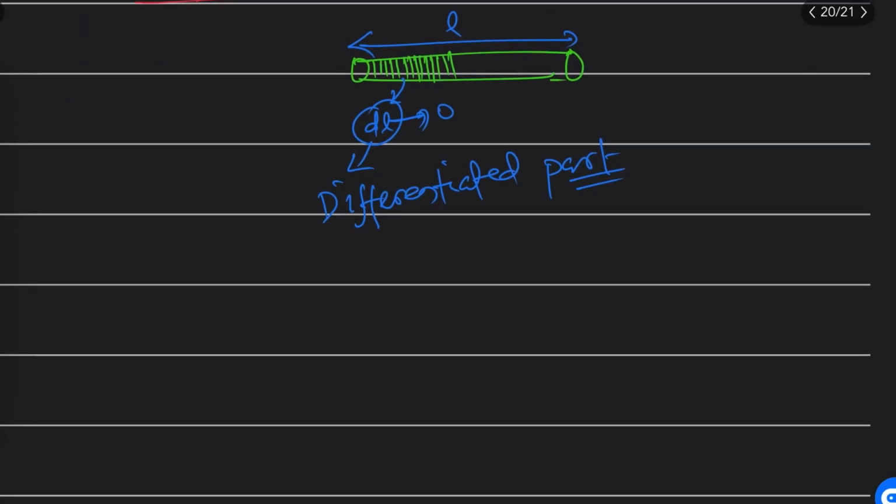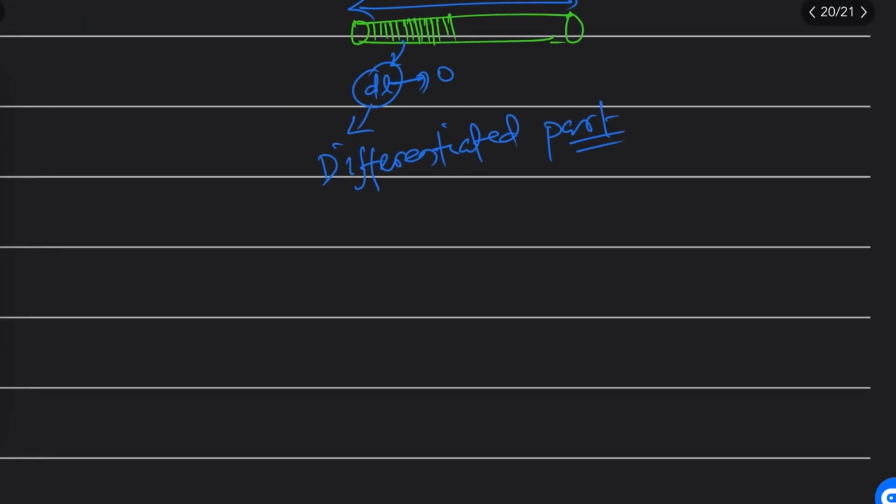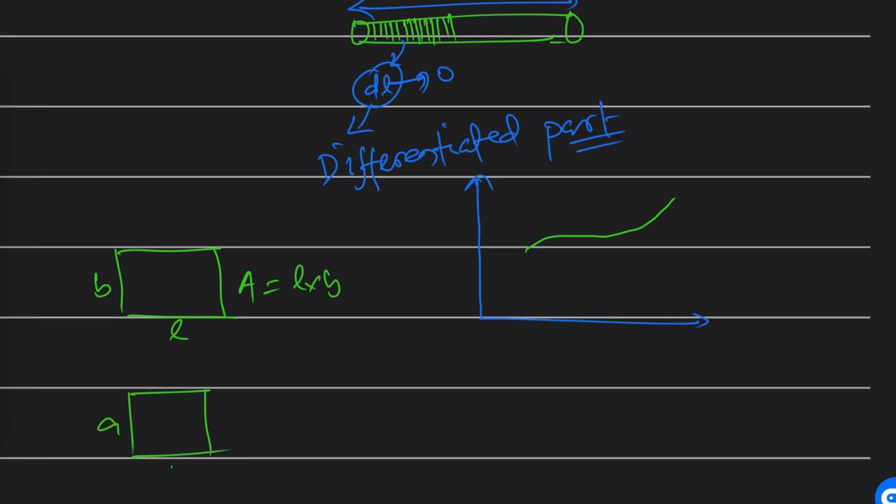Now let me make it more clear, because I'm going to teach everything in detail. Understand one more thing. If I ask what is the area of this rectangle, with length and breadth, you will simply say the area is length into breadth. If I ask the area of a square, you will say side squared.